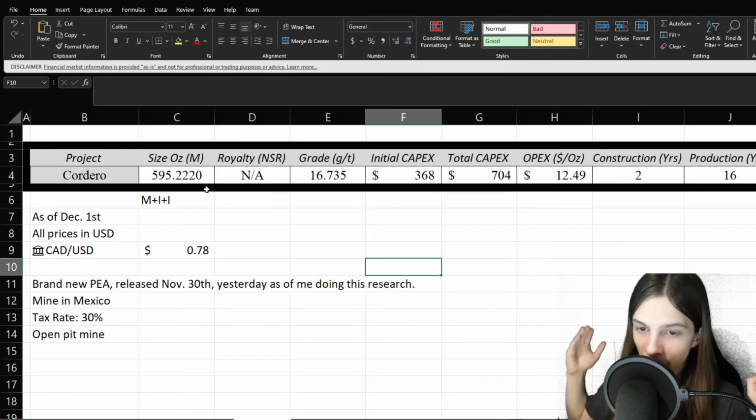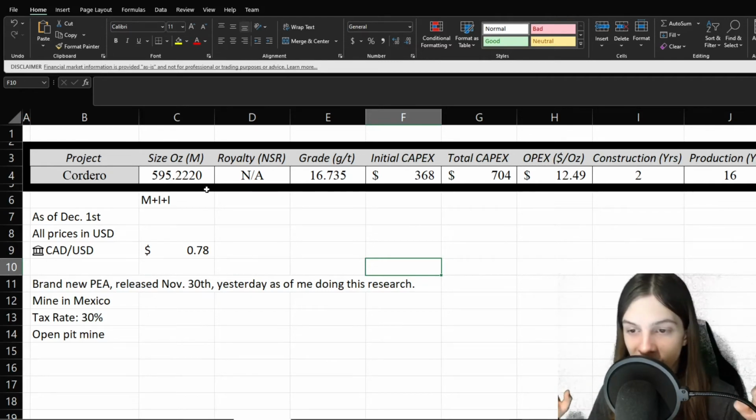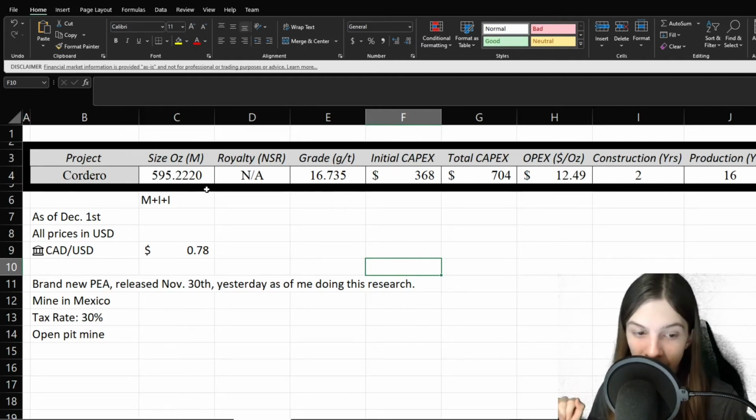But when we keep going, there is one cost to this really massive deposit, which is that it is very low grade at only 16 grams per ton, with a high capex of $368 million in initial capex and $704 million in total capex. Then, like we said before, $12.49 in OPEX per silver ounce. And then they expect to be under construction for 2 years and to produce for 16 years. And again, this is a brand new PEA released November 30th. So yesterday is when I'm recording this, like I already said. No need to repeat myself this much. So the mine's in Mexico, 30% tax rate, open pit mine.